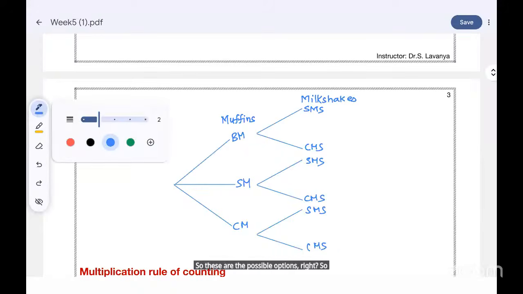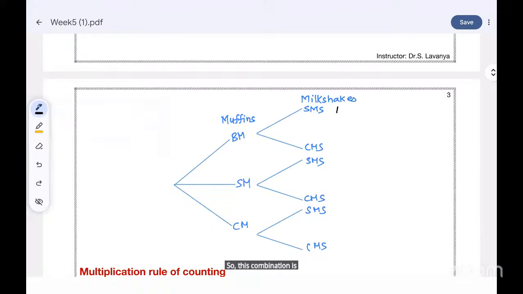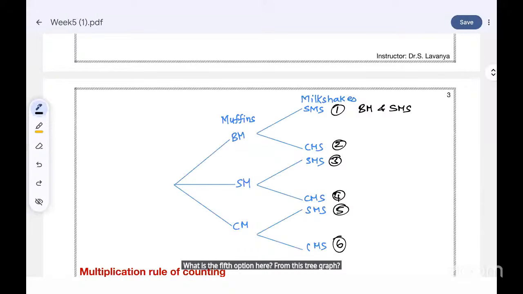So how many options do you see here? This is 1. By 1, I mean blueberry muffin and strawberry milkshake. So this is 2, this is 3, this is 4, this is 5, this is 6. So what is the 5th option? Can you tell? What is the 5th option here from this tree graph? Choco muffin and the strawberry milkshake. Yeah. Okay. So this is another way to understand what the different possible options are.